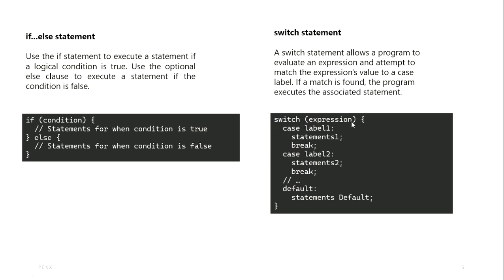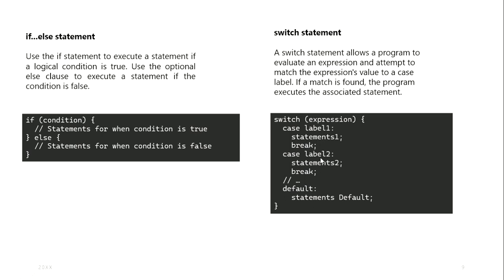For example, you define a number which is between 1 to 5. Now we have different case labels. If the number is 1, we use case, then instead of label 1 we write 1. So case 1, statement 1. If the number is 1, you execute statement 1 and then break from the switch statement. If the number is 2, we execute statement 2 and then break, and so on.